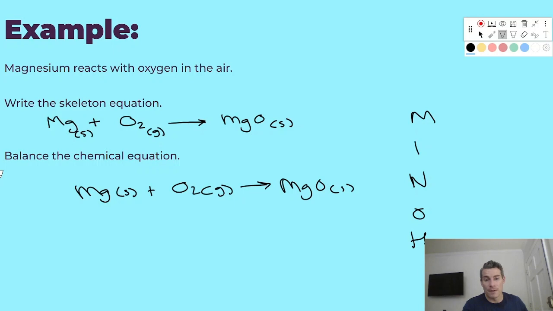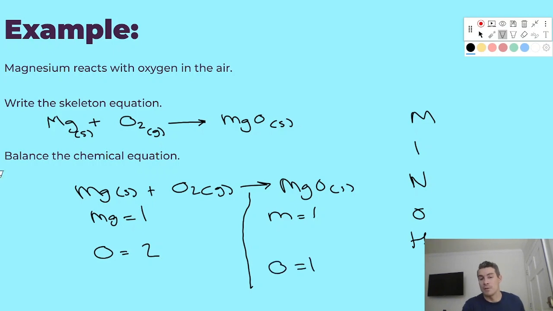Okay, so I'm going to put my line of demarcation between the reactants and the products. Magnesium, we have 1. Oxygen being a diatomic molecule, we have 2. On the product side, magnesium, we have 1, and oxygen, we have 1. And this egregious line was meant to be an S for solid.